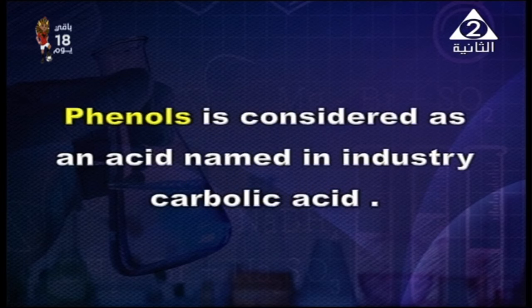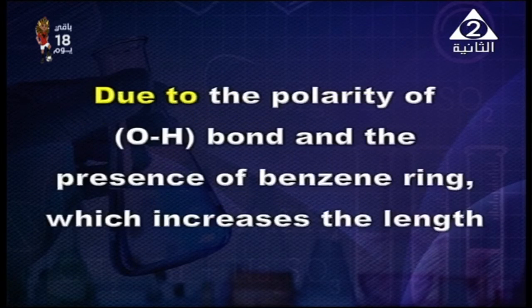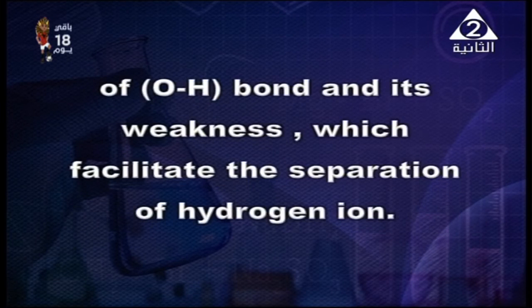Next point. Phenol is considered as an acid, named in industry carbolic acid. Here, due to the polarity of the polar hydroxyl group and the presence of the benzene ring, which increases the length of the OH bond and its weakness, this facilitates the separation of hydrogen ion.